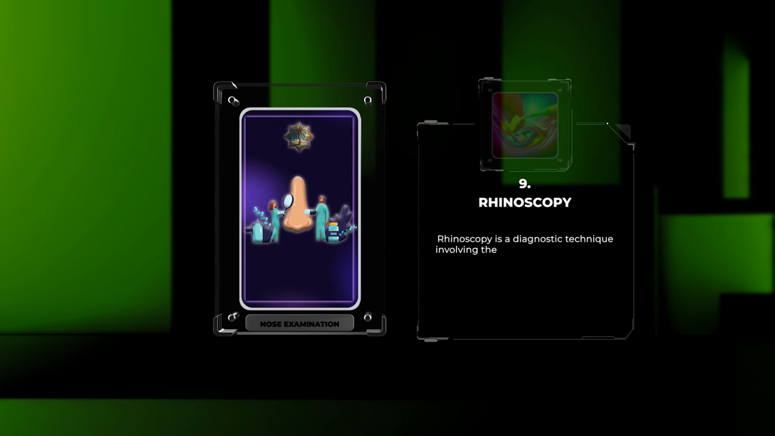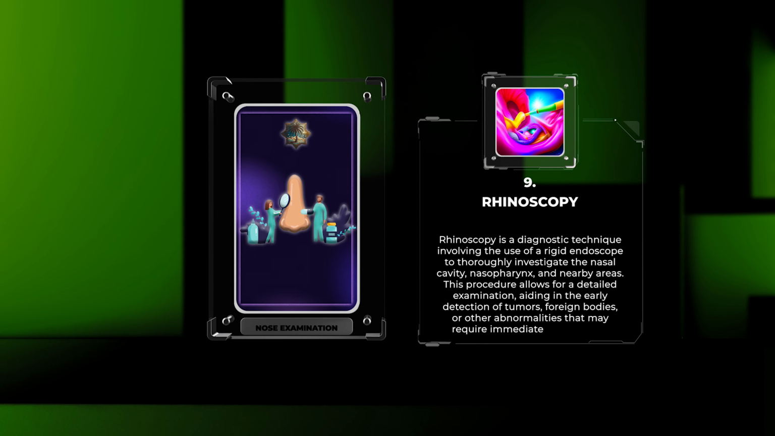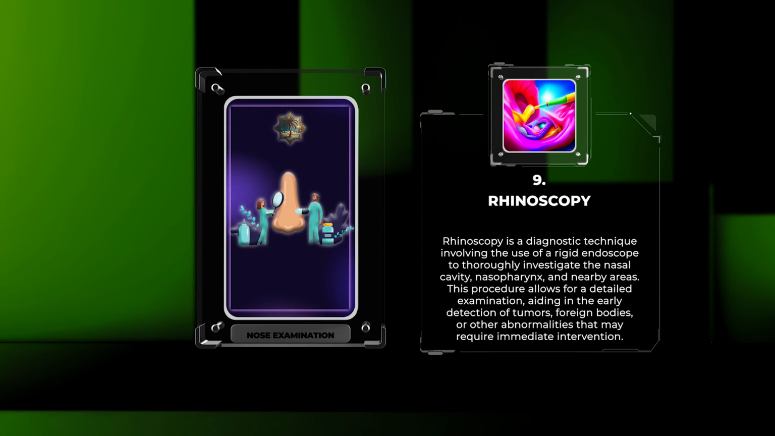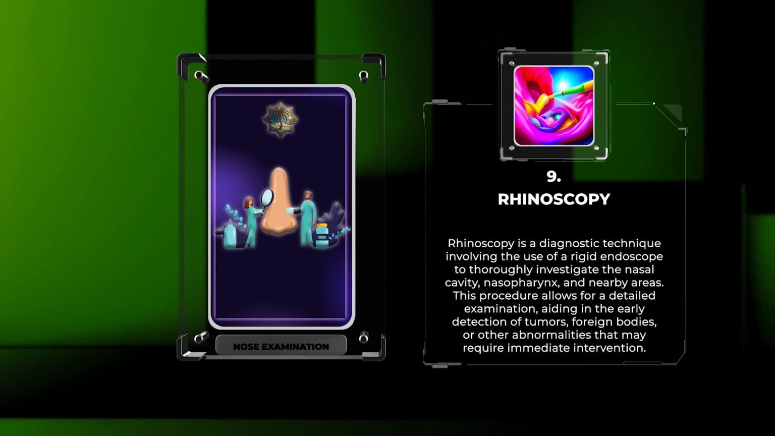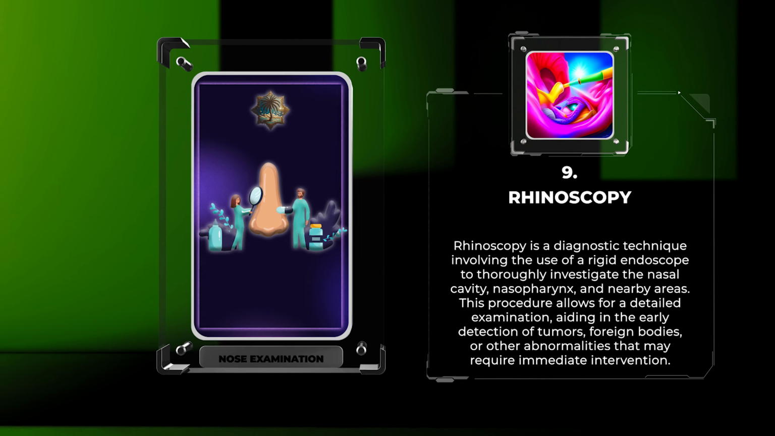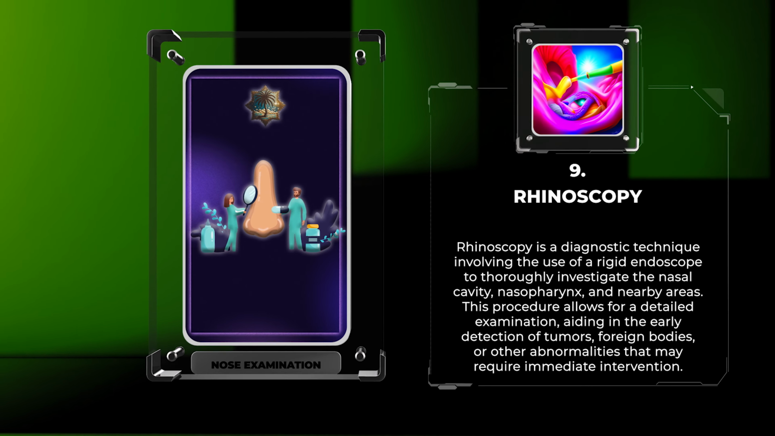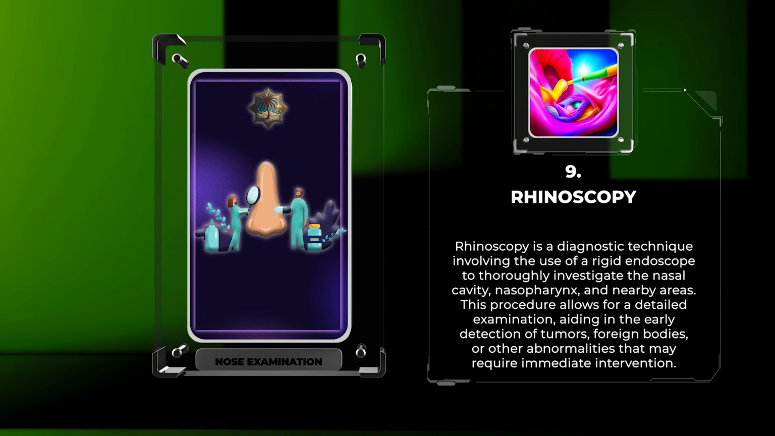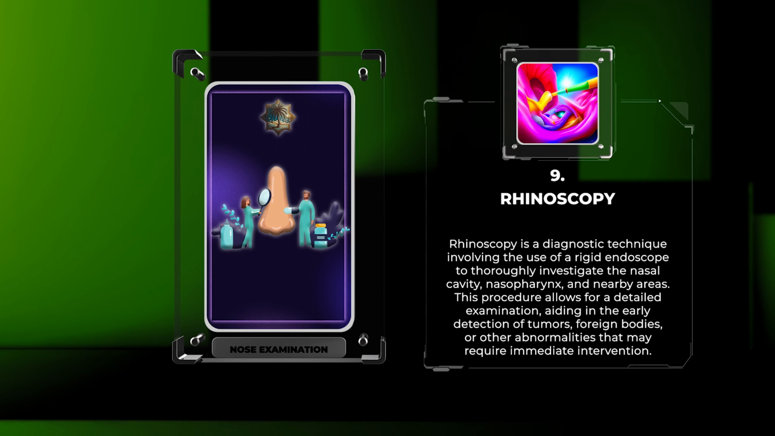Rhinoscopy is a diagnostic technique involving the use of a rigid endoscope to thoroughly investigate the nasal cavity, nasopharynx, and nearby areas. This procedure allows for a detailed examination, aiding in the early detection of tumors, foreign bodies, or other abnormalities that may require immediate intervention.